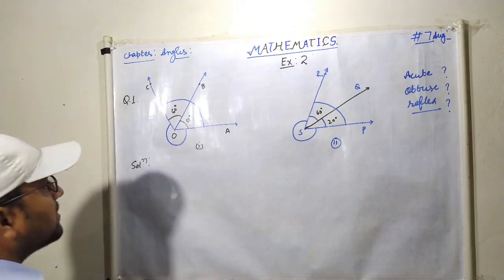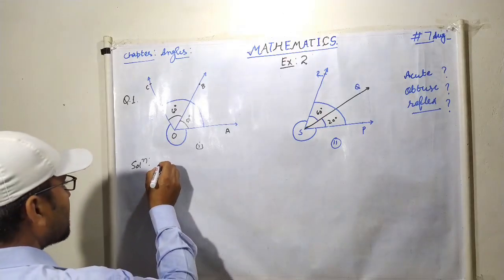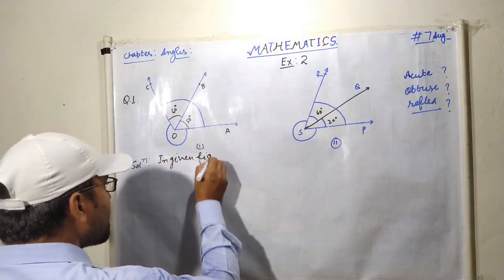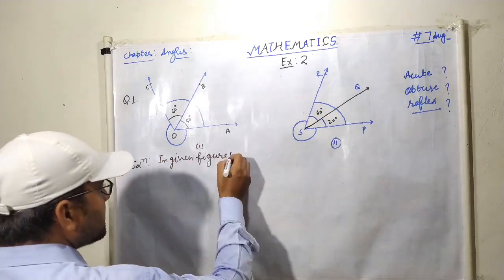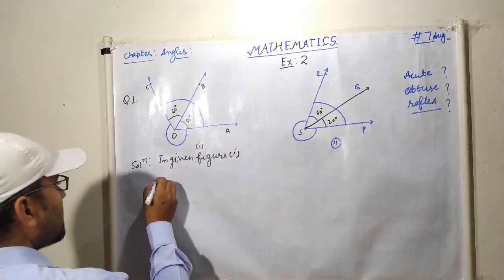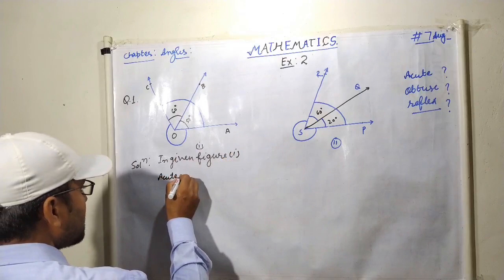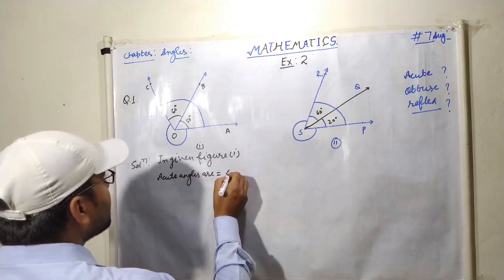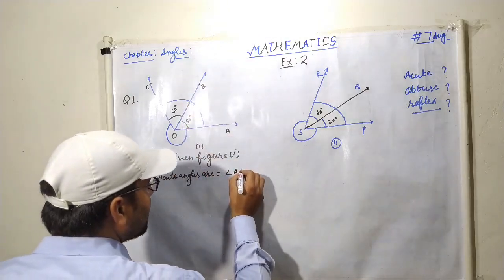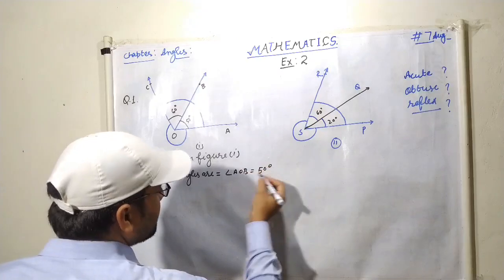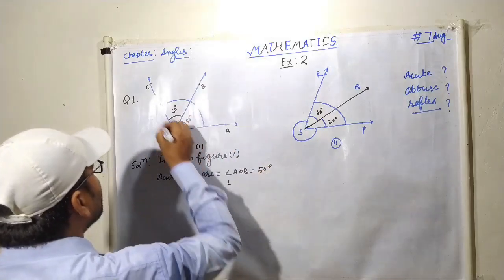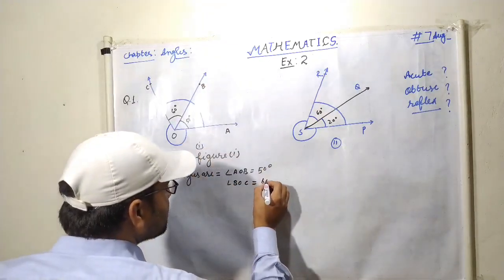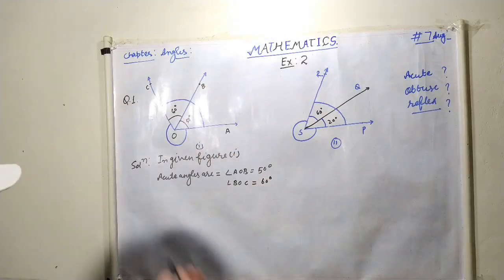Okay, so in your solution first I'm going to write the acute angles. In the given figure, the acute angles are angle AOB is equal to 50 degree, angle BOC is equal to 60 degree. The angle which is less than 90 degree is known as an acute angle.